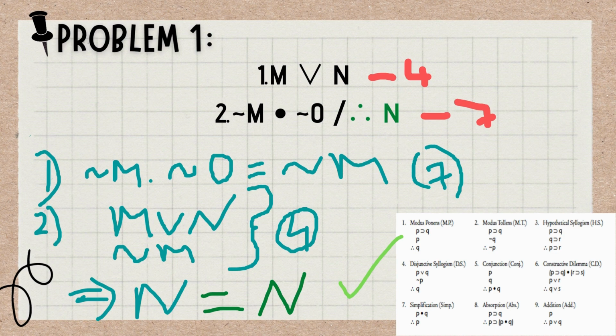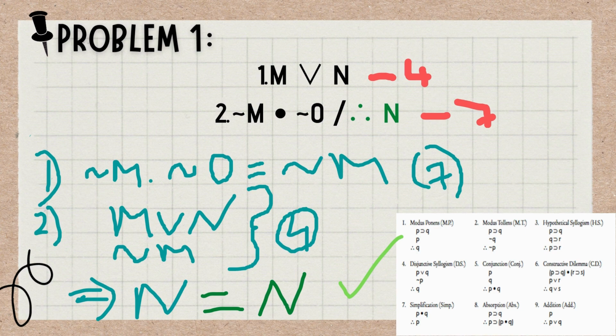We have M disjunction N as the first premise, and negation M conjunction negation O as the second premise. The conclusion we have is N. What we have to prove is that LHS is equal to RHS. Using the first premise and the second premise, we are going to prove the conclusion. Using the rules, we are going to bring N on the LHS, which is equal to the RHS N.